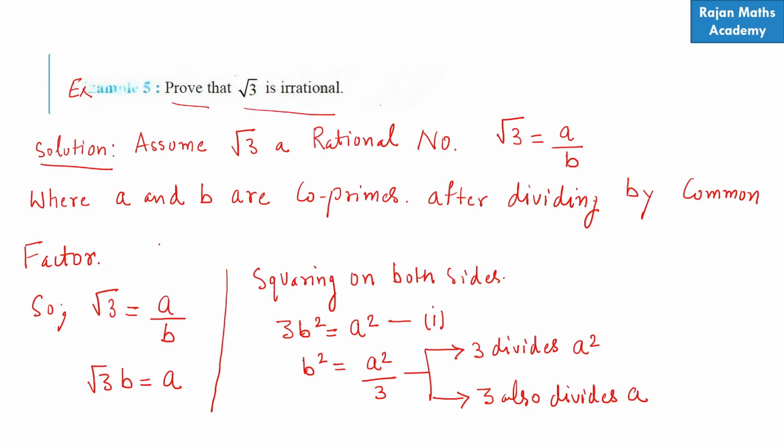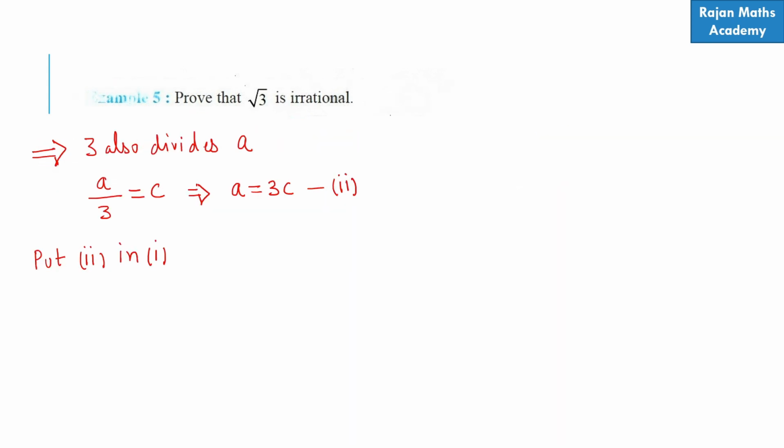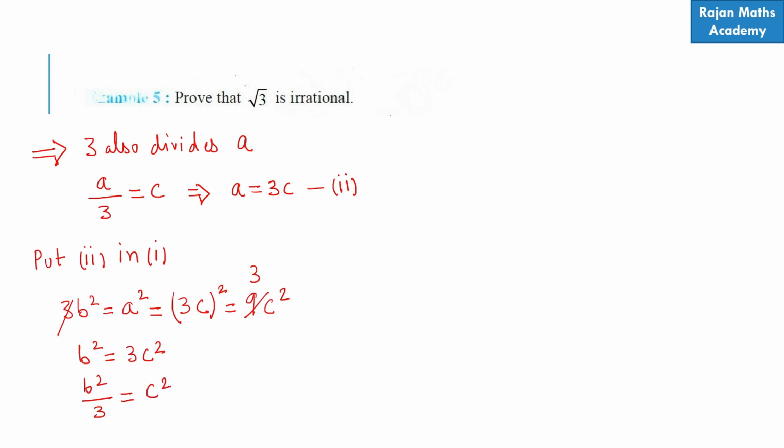The equation 1 was 3b square is equal to a square. Put value of a as 3c, that is, 3c whole square is equal to 9c square. 9 cancel 3, b square is equal to 3c square, implies b square upon 3 is equal to c square.